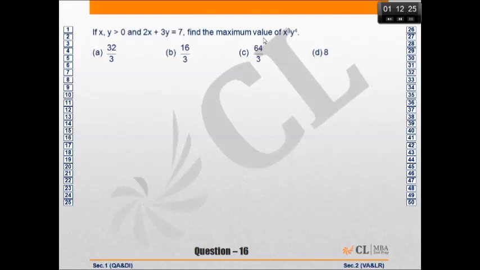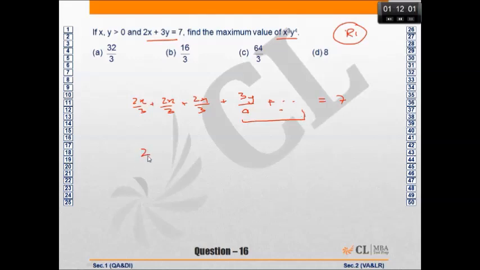xy greater than 0, 2x plus 3y equal to 7, find the maximum value of x cube y to power 4. This is a standard way of solving such questions, so let us not waste time. Effectively, it will become 2x by 3 plus 2x by 3 plus 2x by 3, because it is x cube, and because y to power 4, 3y by 4 four times, and this should be equal to 7. So each one of them should be 1. 2x by 3 is equal to 1, that means x should be equal to 3 by 2, and similarly y should be equal to 4 by 3.